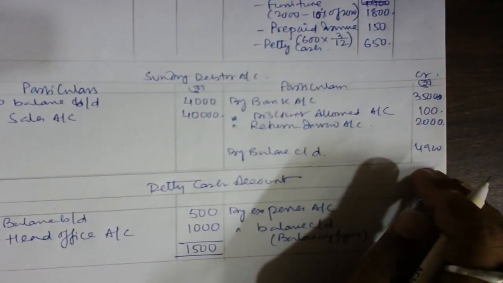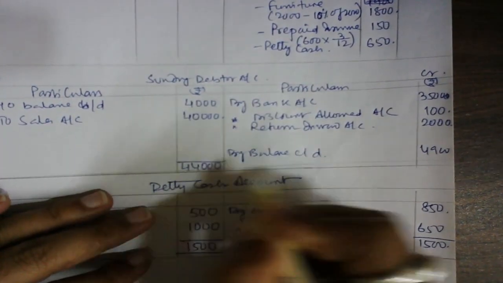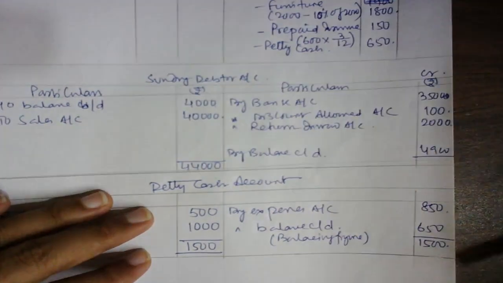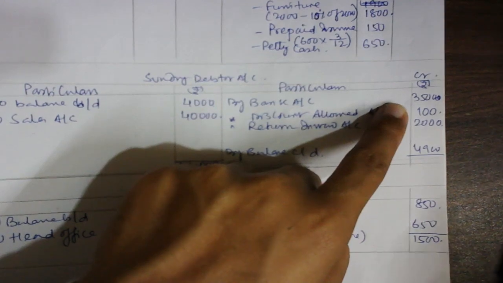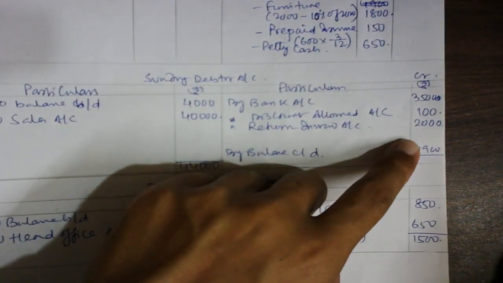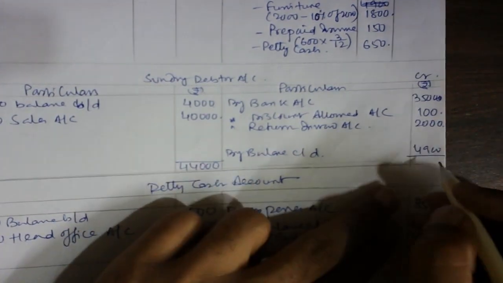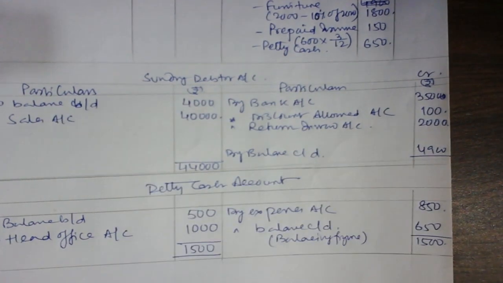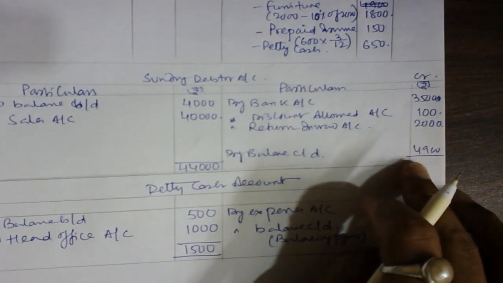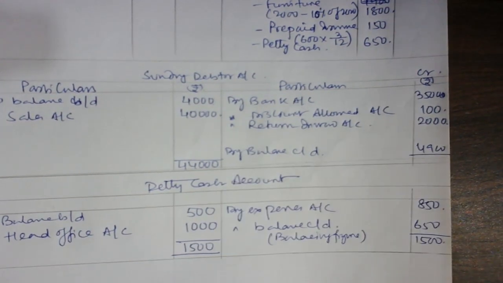So now we need to close this also. How much amount? 44,000, okay? Now just check whether it is matching or not. 35,000, 2,100 plus 4,900, 44,000. So in our case it's 44,000. Here it is coming 42,000 on the credit side. So what do we need to write down here? Can you tell me? Anyone?